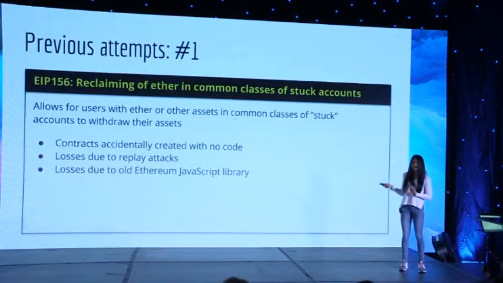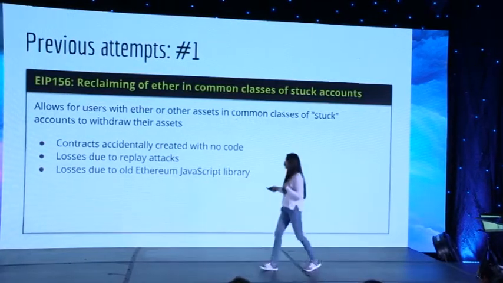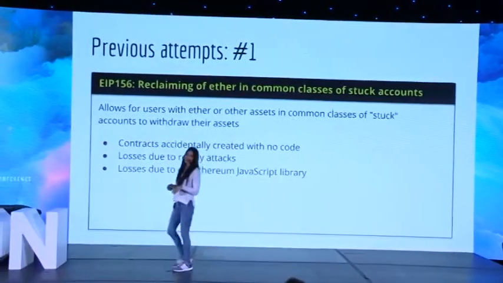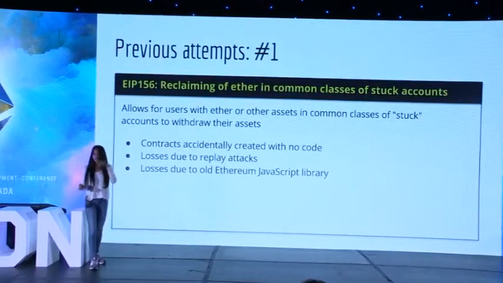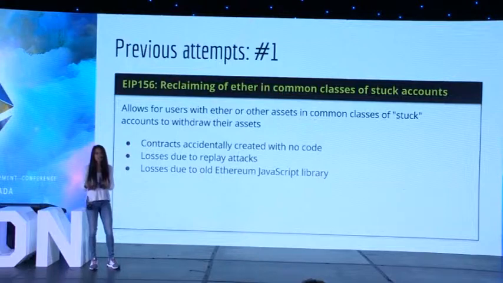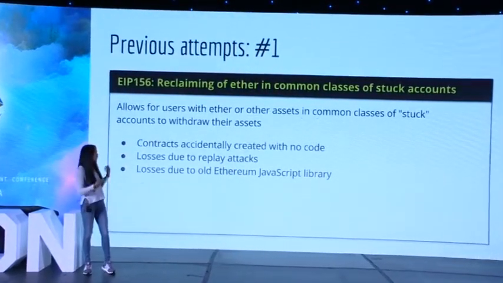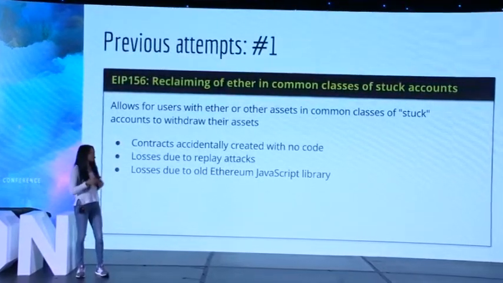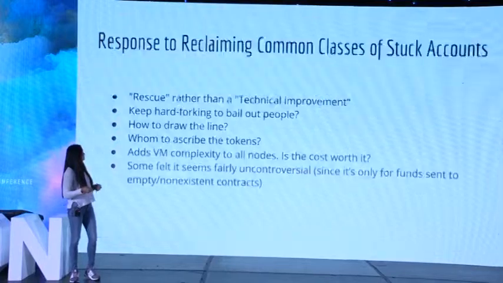Or there were also a bunch of losses due to a buggy JavaScript library, where the library was incorrectly computing the Ethereum addresses. And so a bunch of people also lost or got their Ether stuck because of that. So the proposal was to do a hard fork to let these people reclaim that Ether.